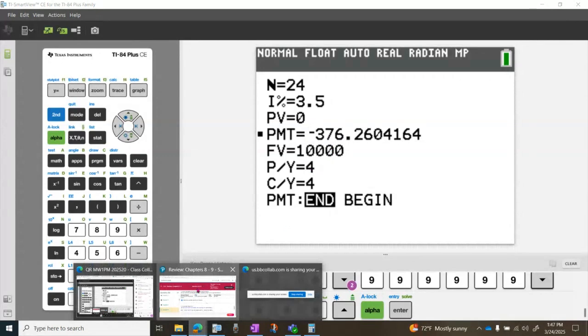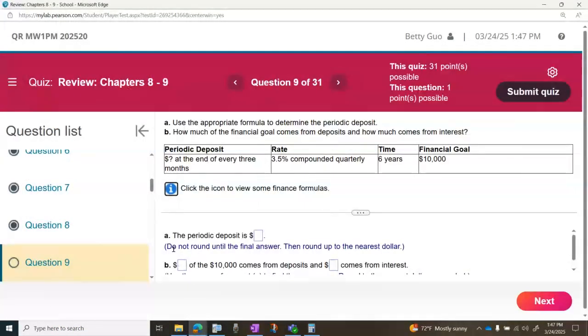Let's see how do we run it. Very, very important. Let's read this sentence in the parentheses. Do not round until the final answer, then round up to the nearest dollar. They said round up. We would have to round it up.